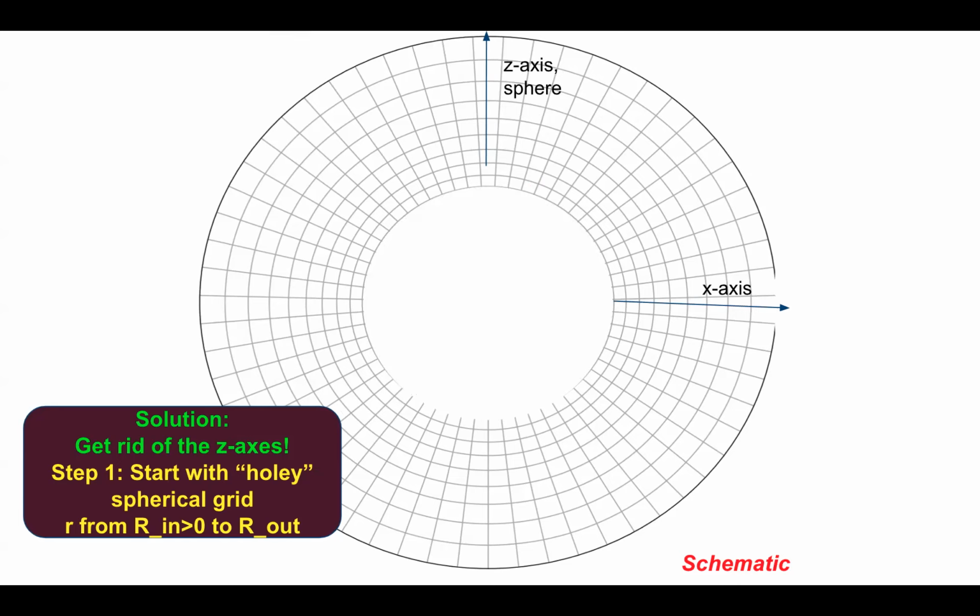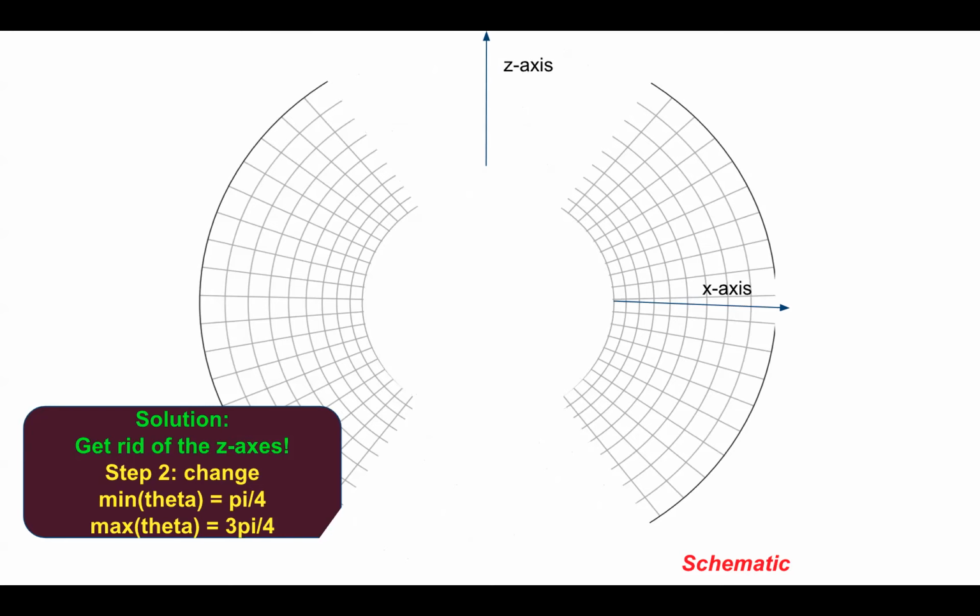It goes from little r from r in, which is greater than 0, to r out. This is the xz plane. Next slide. What we're going to do is we're also going to restrict theta in this new idea for a grid. We're going to set min theta to pi over 4 and max theta to 3 pi over 4.